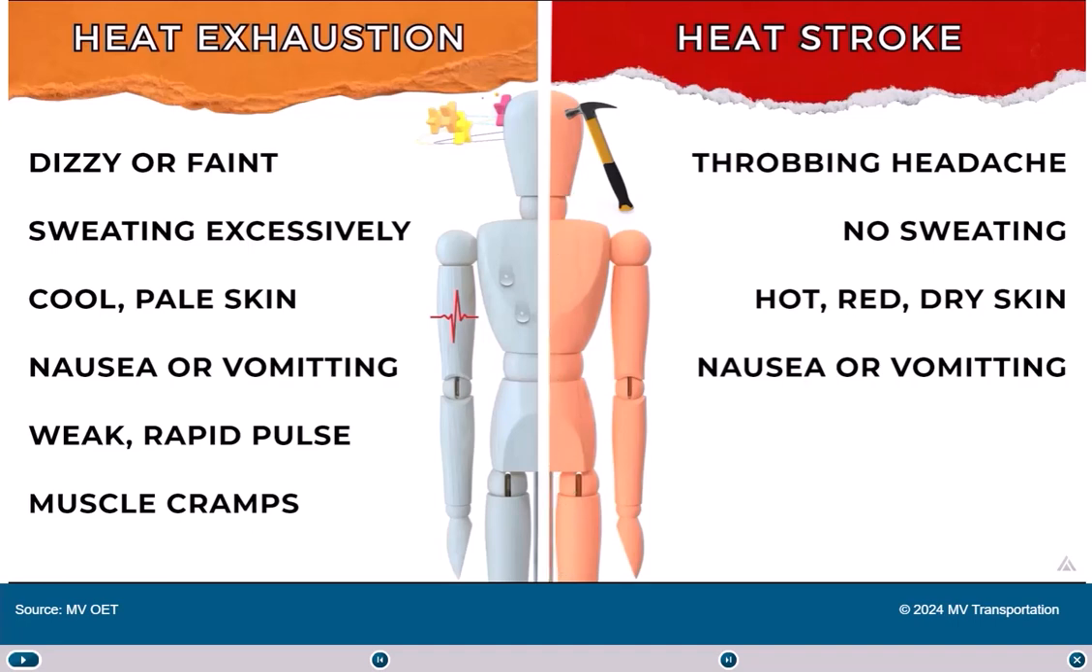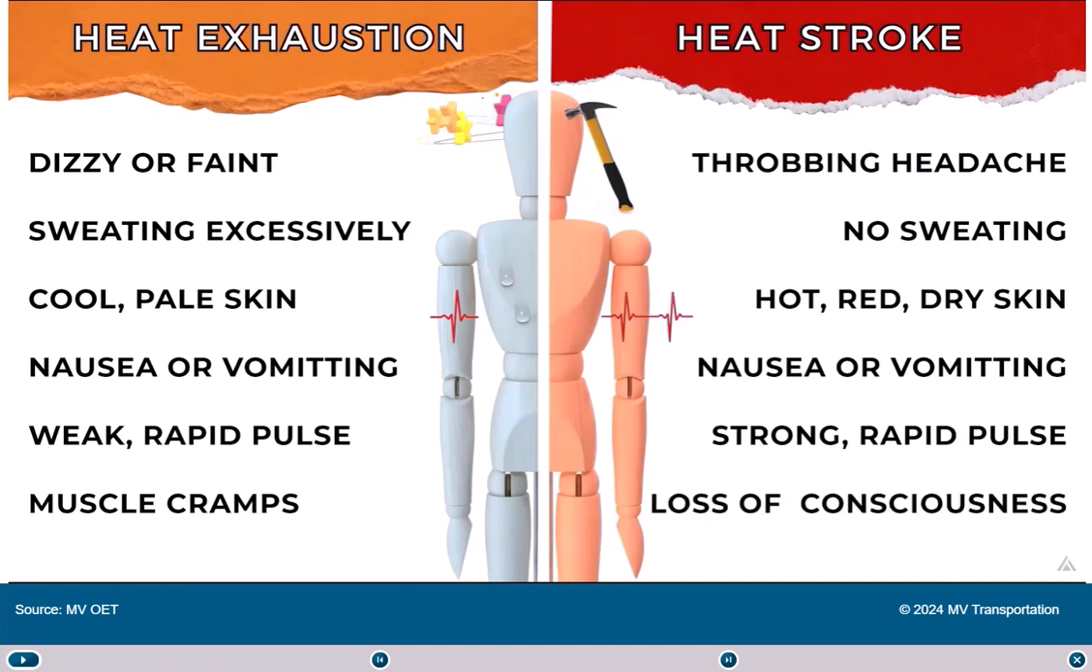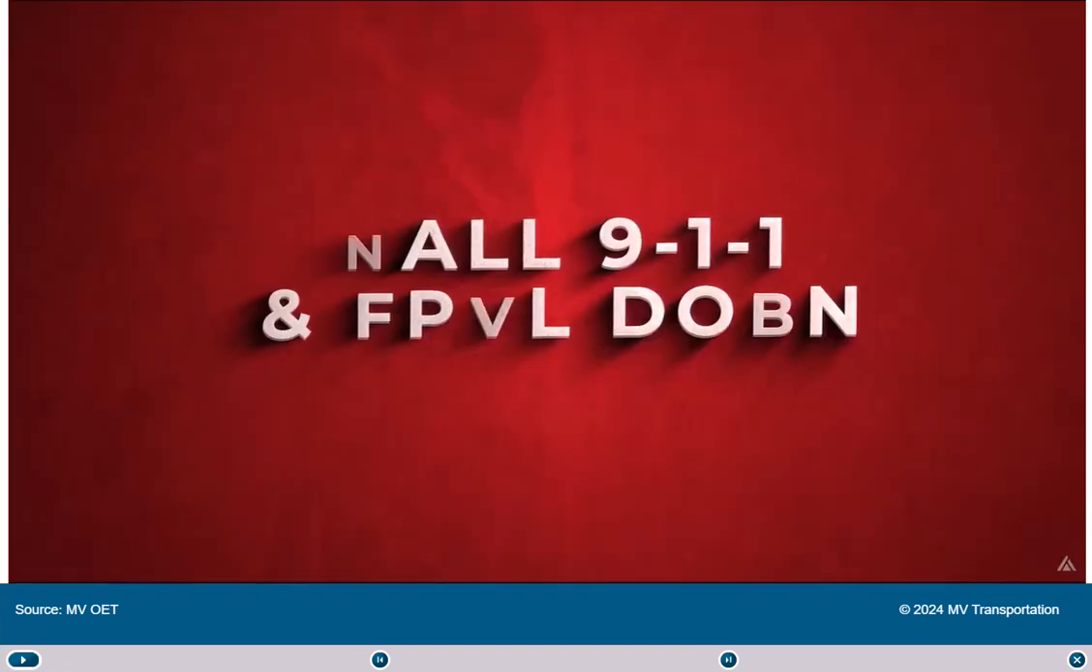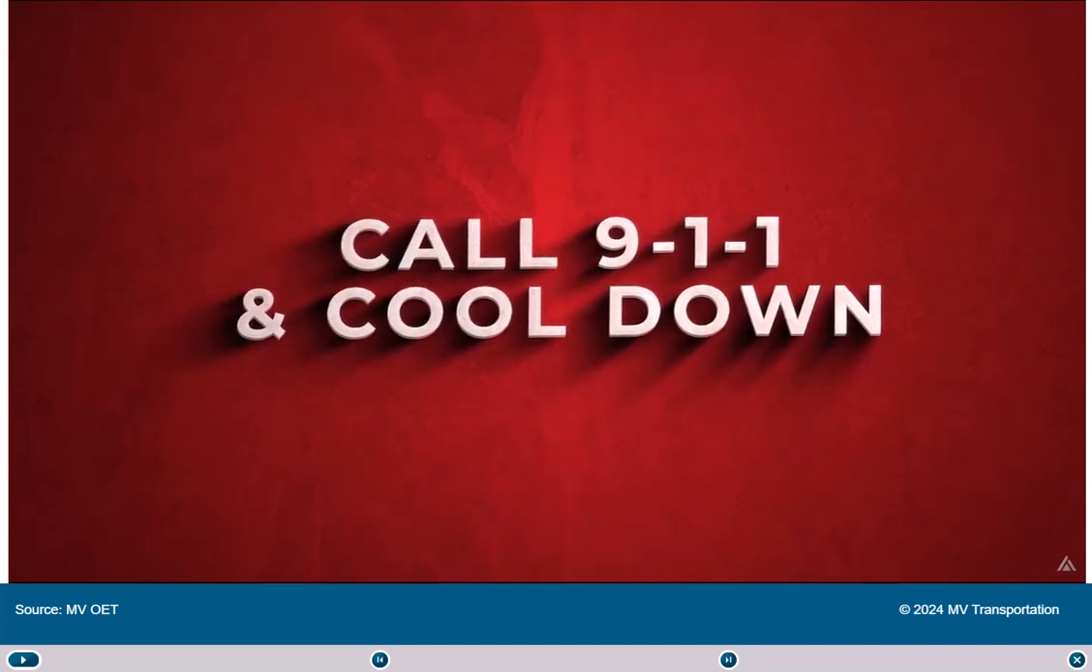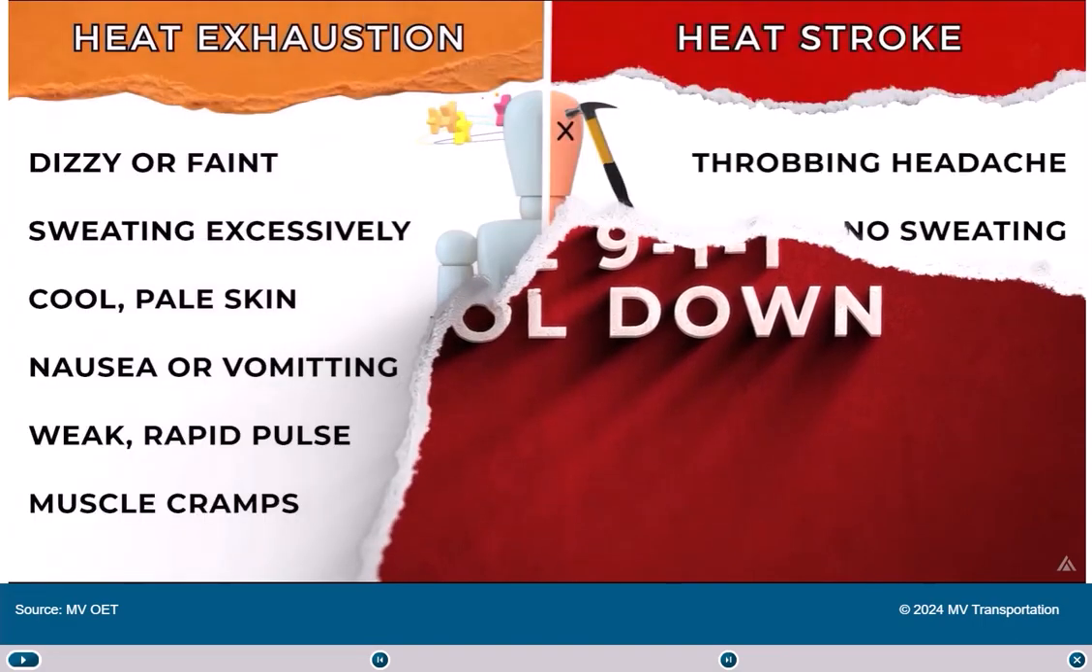You'll have a strong, rapid pulse. And you may even lose consciousness. In this case, you're in a medical emergency and you need to call 911. You need to take immediate action to cool yourself until help arrives.